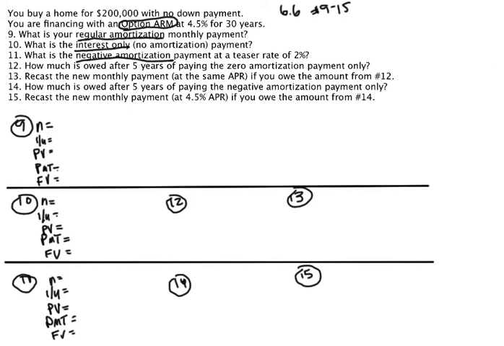So with the regular amortization, it's a 30-year loan at a 4.5% rate, and we're doing a $200,000 amount. Number 9 is regular amortization. Our future value is 0, and so we're going to compute our monthly payment. I'm going to hit that into my calculator real fast. 30, second N, 4.5 I/Y, $200,000, make it negative, present value, 0 future value, compute payment. My payment's going to be $1,013.37.